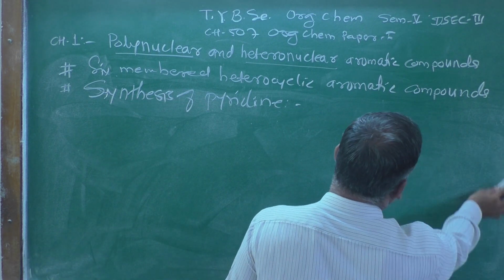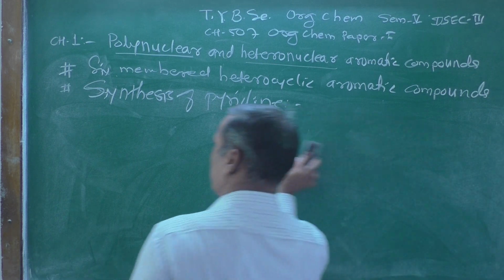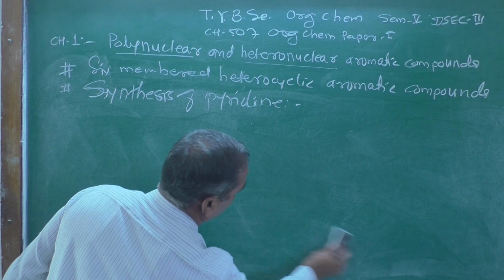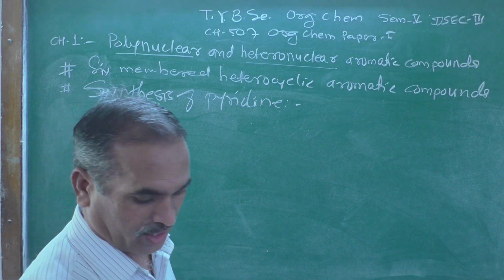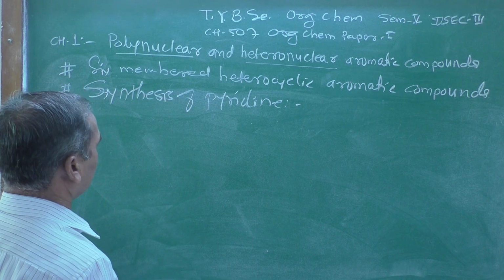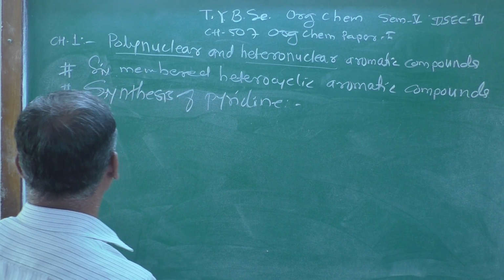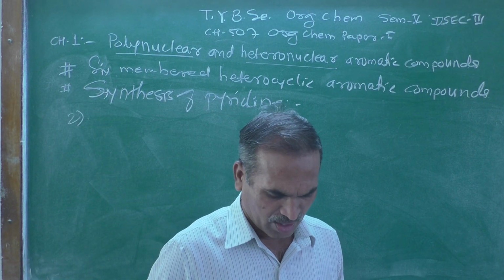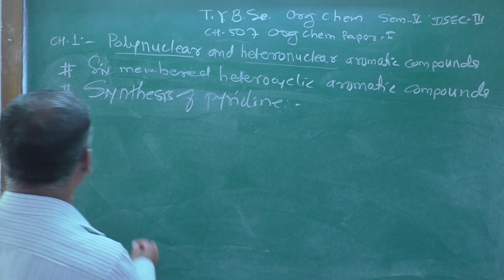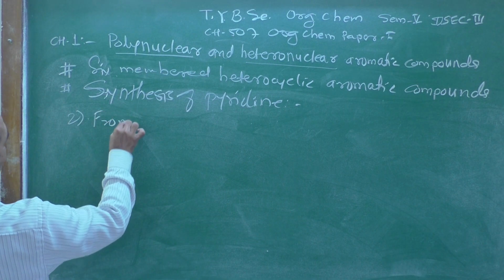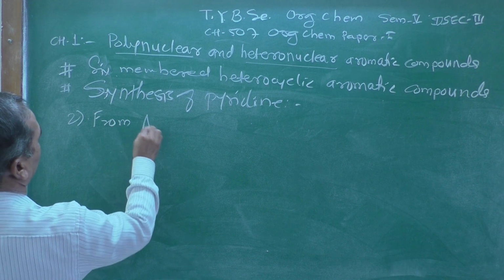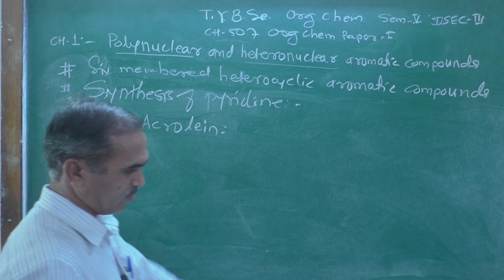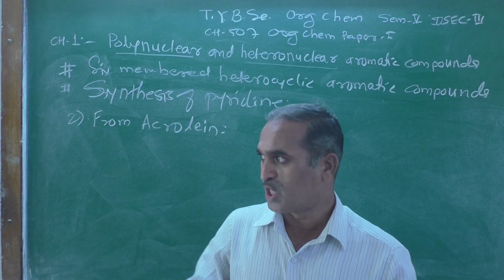Let's begin with the second method, by which we can prepare pyridine. The second method for the synthesis of pyridine is from acrolein. It is very important once again, from acrolein. As we know, acrolein is one of the compounds obtained by aldol condensation.